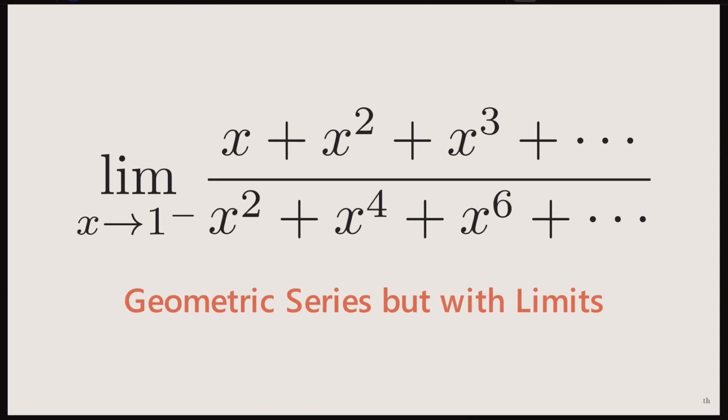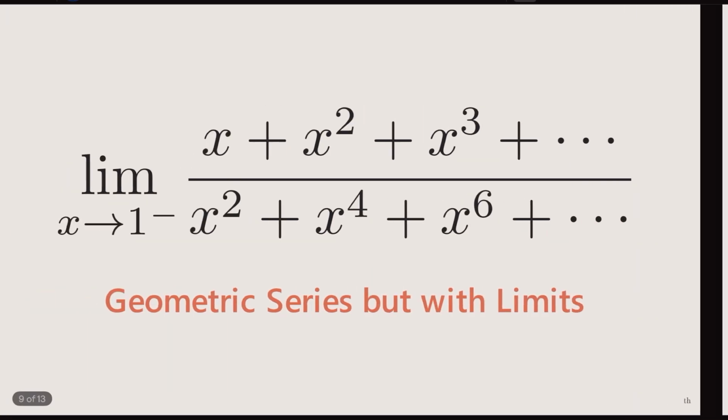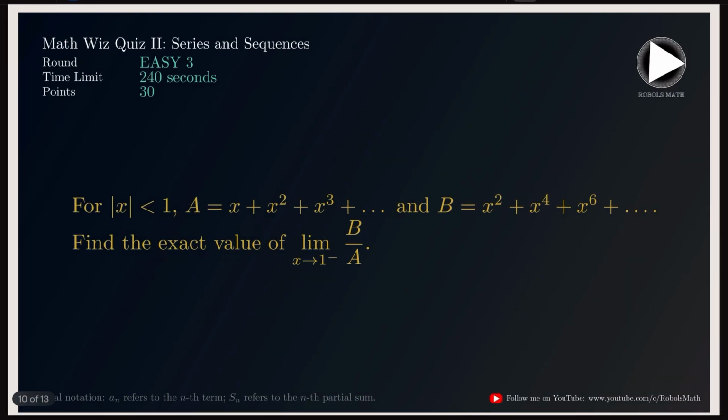Hello, I'm back with another problem about series. In this case, we have this. For the absolute value of x less than 1, we have a equals x plus x squared plus x cubed and so on. And we have b equals x squared plus x to the fourth plus x to the sixth and so on. We are asked to find the limit of the ratio of b and a as x approaches 1 from the left.